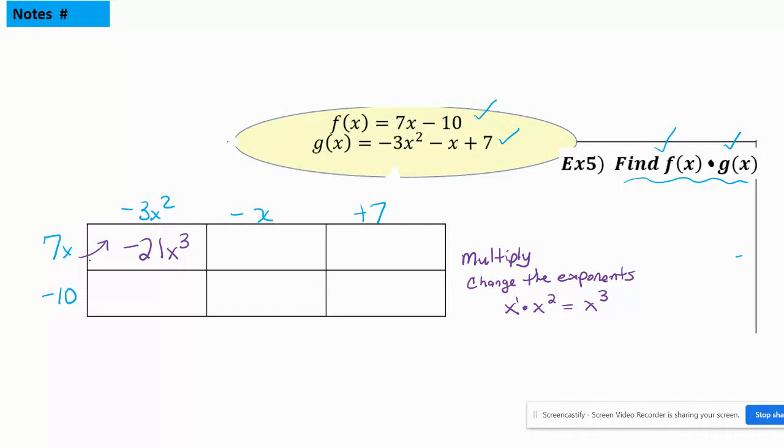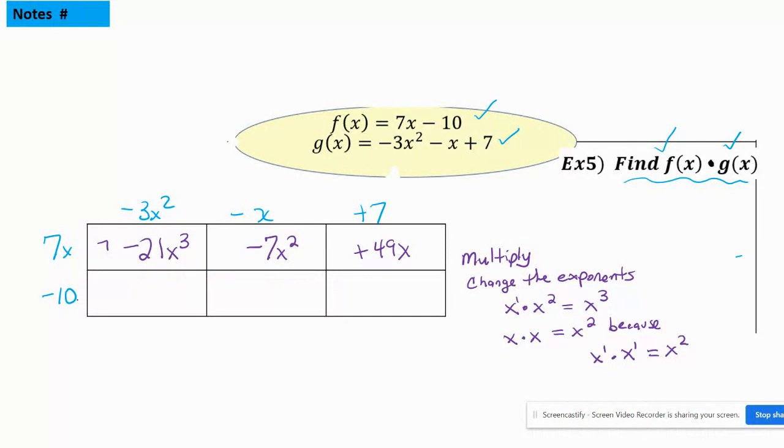Okay, next one. 7x times negative x, that would be negative 7. X times x is x squared. So remember, x times x equals x squared because it's x1 times x1, and you're adding those hidden ones, right? Okay, the last one, 7x times the back 7 would be 49x.